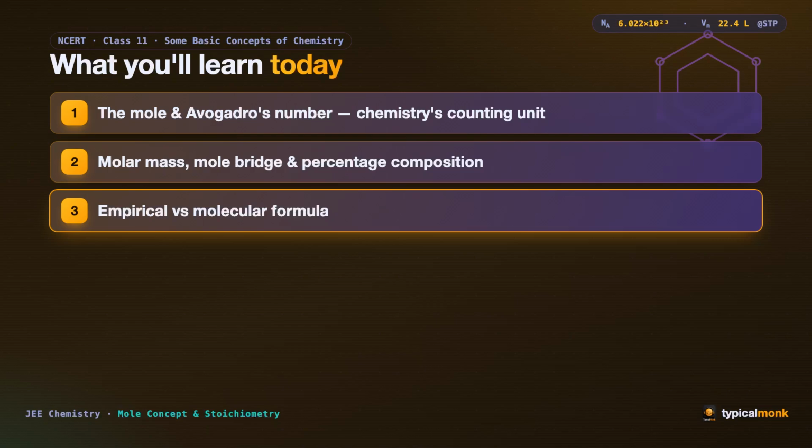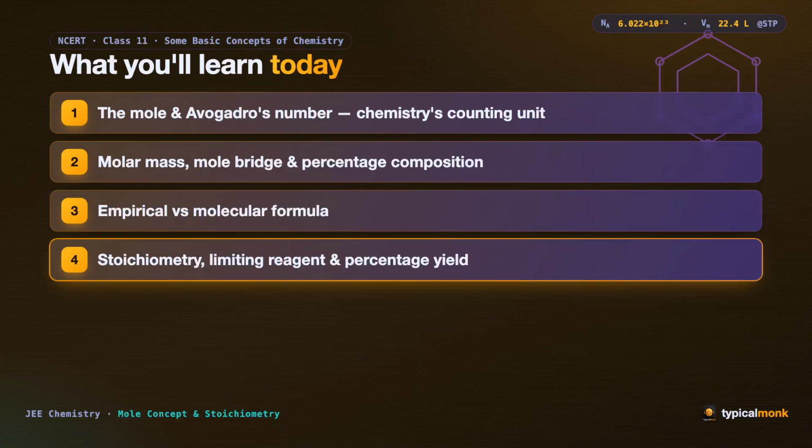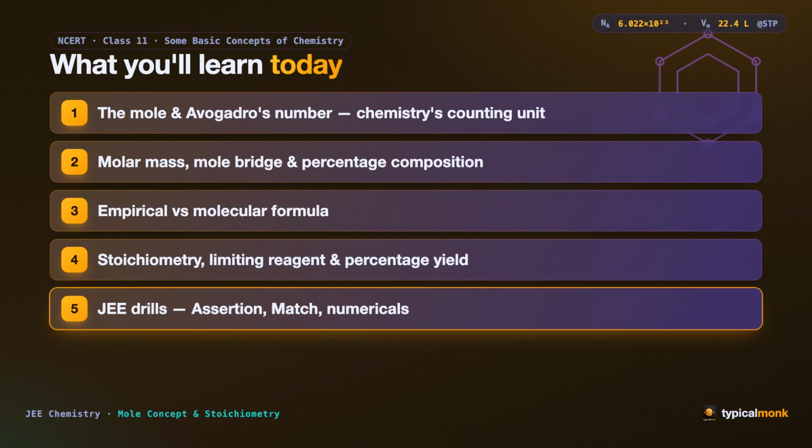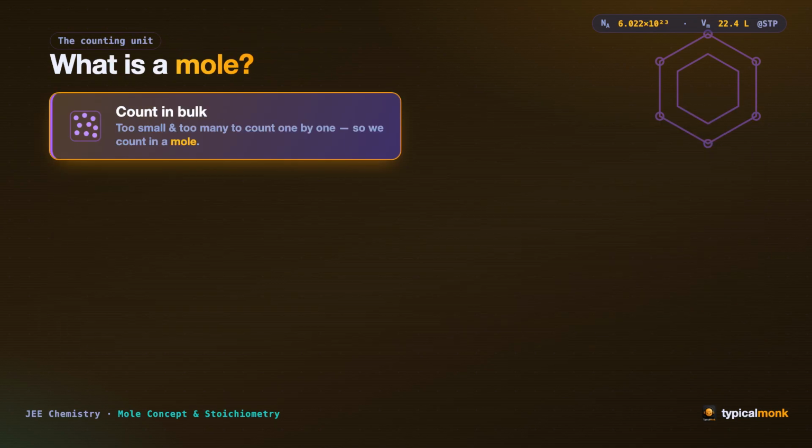Third, the difference between the empirical formula and the molecular formula, the simplest ratio versus the real molecule. Fourth, stoichiometry, the limiting reagent and percentage yield. How to predict exactly how much product a reaction can give, which reactant runs out first, and how much is really formed. And fifth, the JEE drills, assertion and reason, match the column and the numericals, so that everything you learn today you can also score with. Ready? One idea at a time. Let us start with the problem itself.